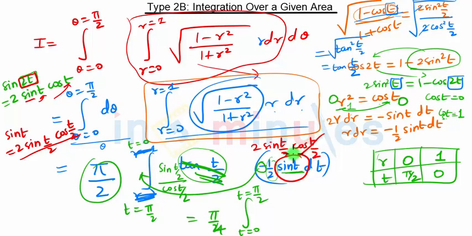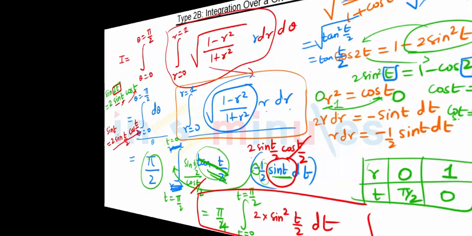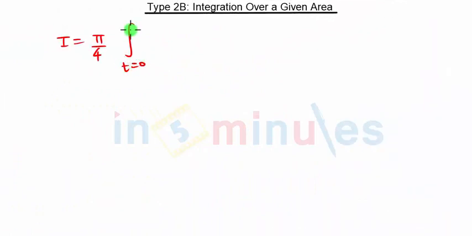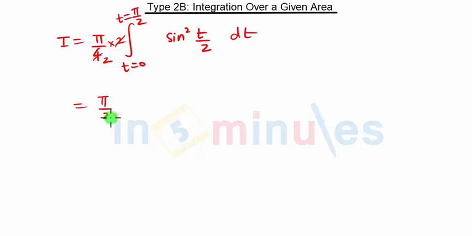So one cos t by 2 from here and here will get cancelled, and we will get 2 sin t by 2 square, so 2 into sin square t by 2 dt. This is now our new integration. So t is going from 0 to pi by 2 of sin square t by 2, and here we have 2, so we will write 2 here, dt. Two 1s are 2, 2 2s are 4, so here we get pi by 2.